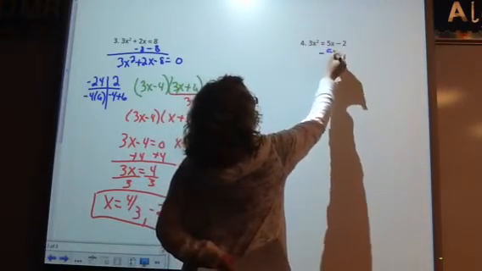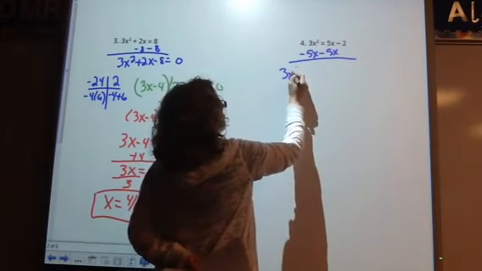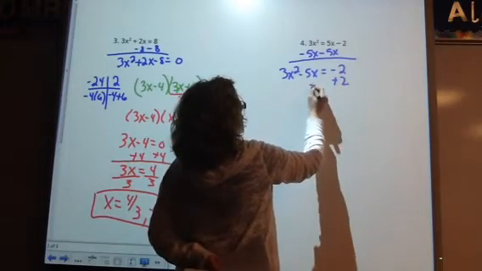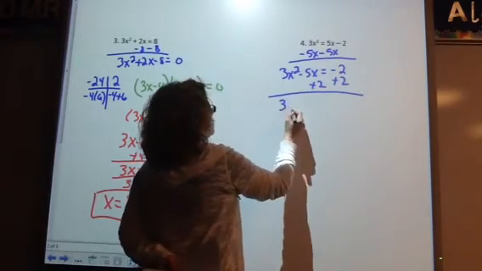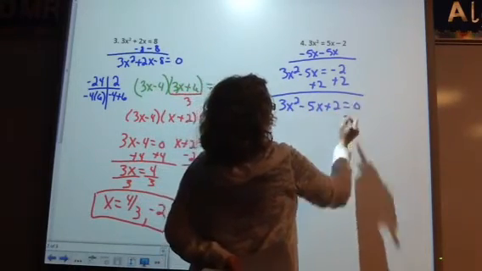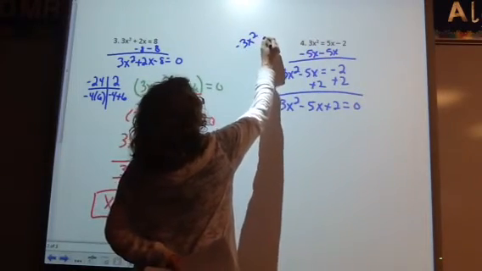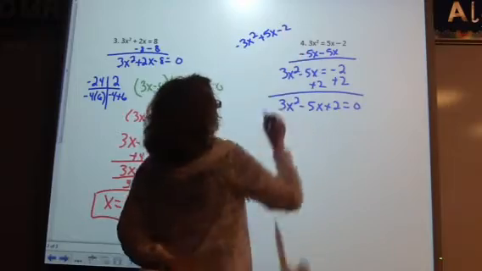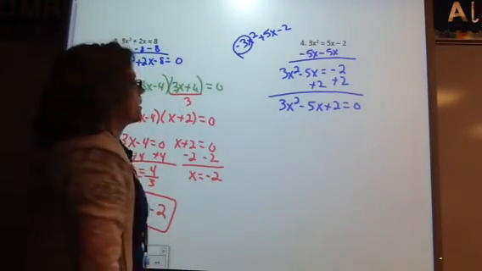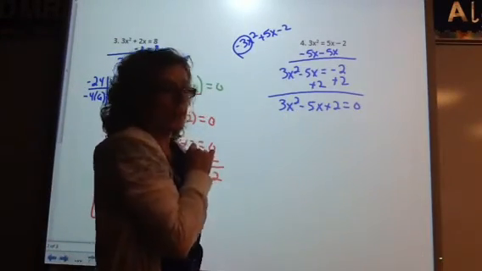So I'm going to subtract 5x. And then I'm going to add 2. Now, if you subtract this out, what you're going to have is this. And our leading coefficient is negative, we're going to have to deal with opposites. So if you want to go that route, you can, but I think this route here is going to give you less of a chance of making an error.